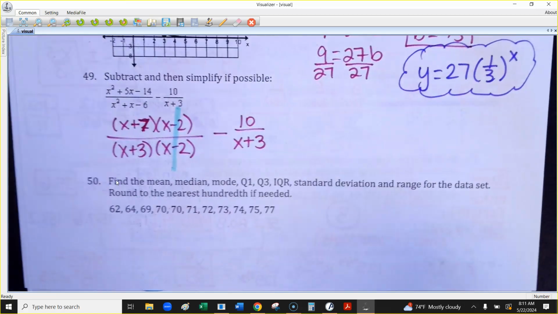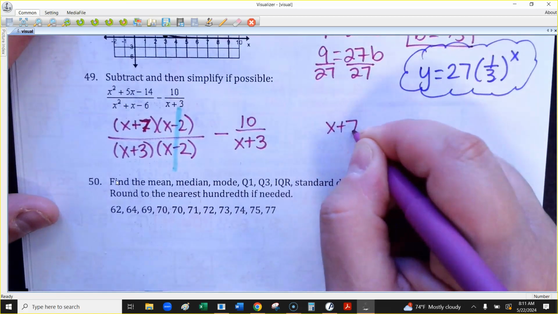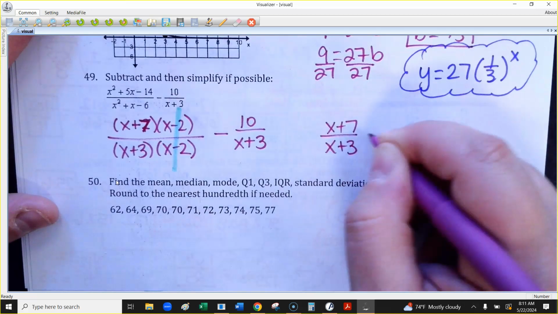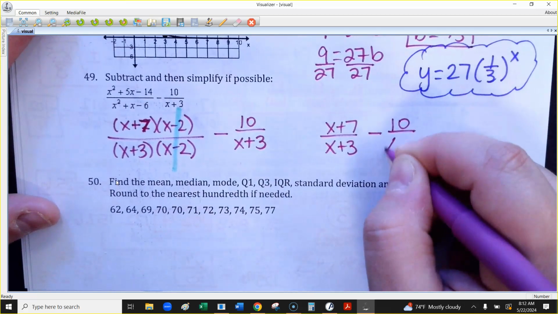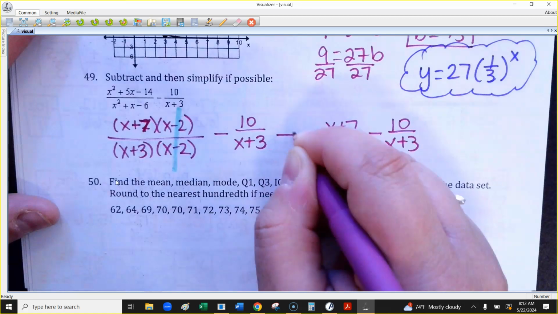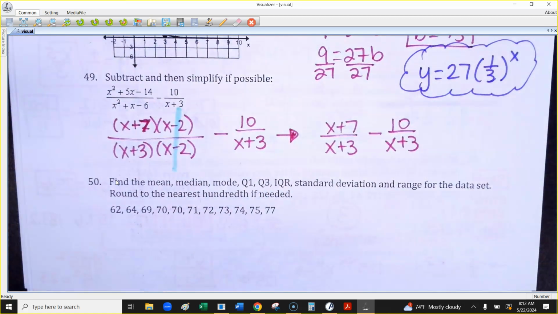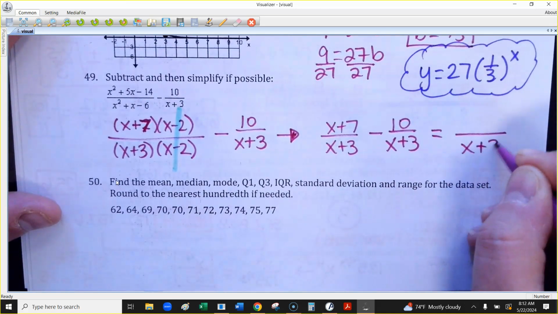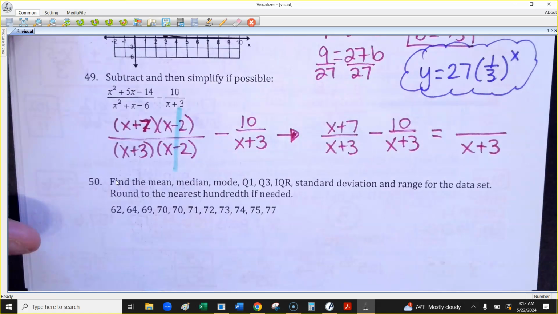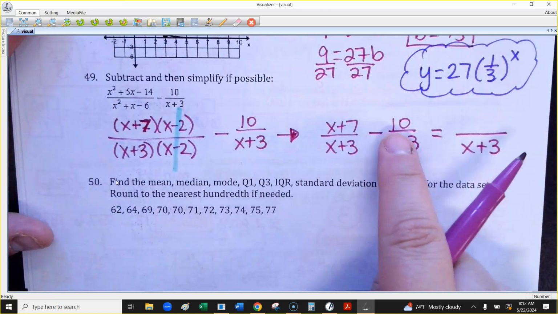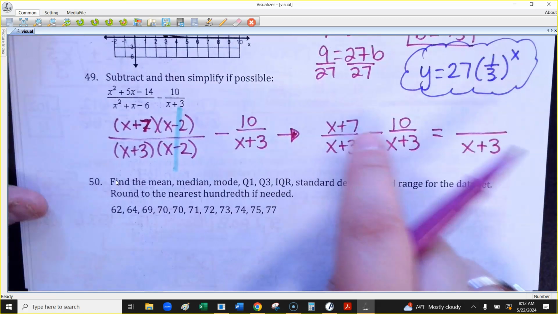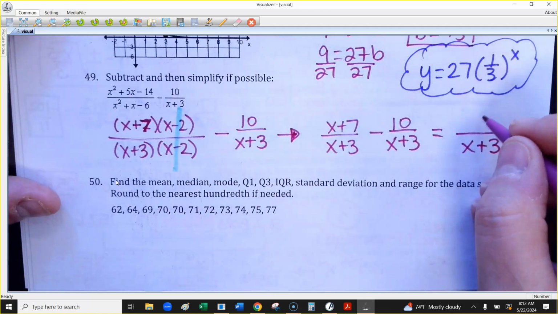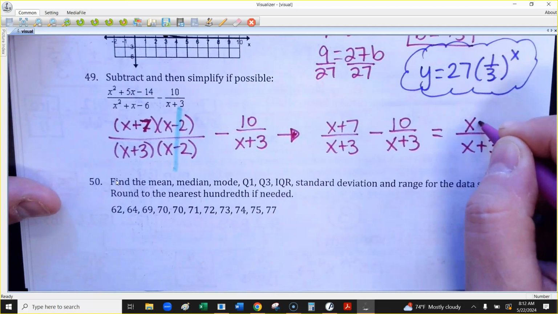Now, I really have x plus 7 over x plus 3 minus 10 over x plus 3 as my problem then. Common denominator already exists in that situation, so you do not need to create one. All you have to do is just combine like terms across the top. So x plus 7 minus 10, all you're going to do is 7 minus 10 on the top. And so we're going to get x minus 3.